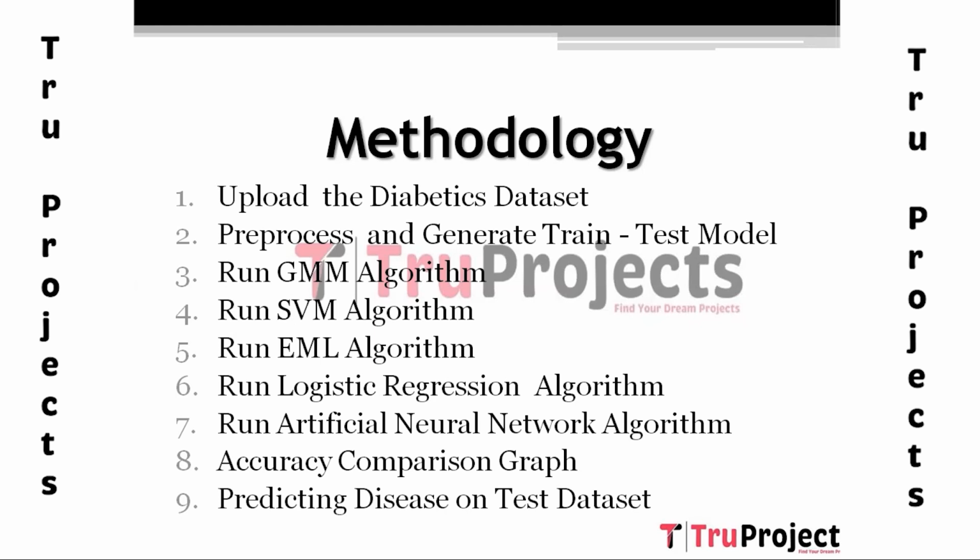Eighth module, accuracy comparison graph. In this module we are going to plot the graphical representation of the accuracy comparison of all the algorithms which we have used in this project. Ninth module, predicting disease on the test dataset. Using this module we are going to predict on the test dataset using the highest accuracy algorithm which was reflected in the project, and predict the output for all the test data.